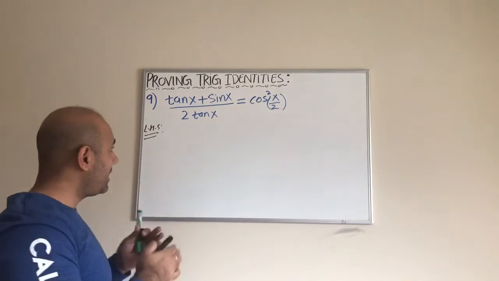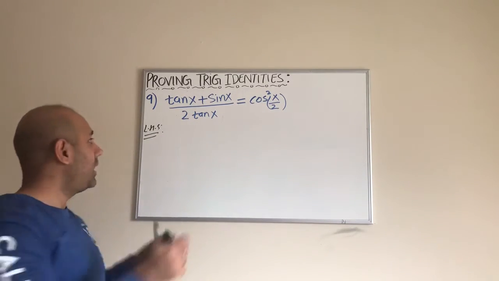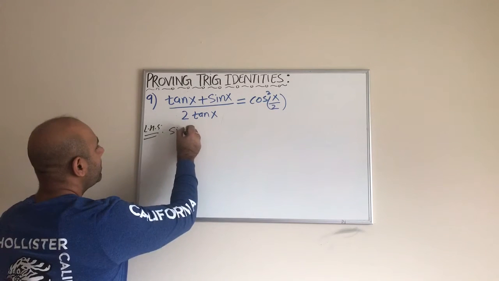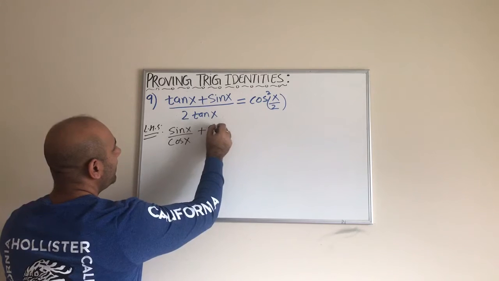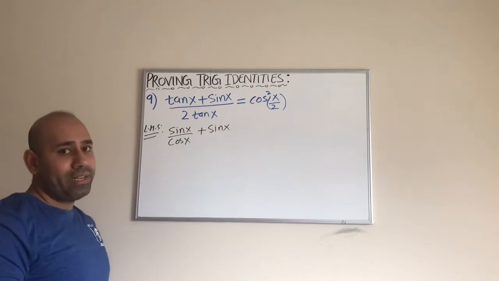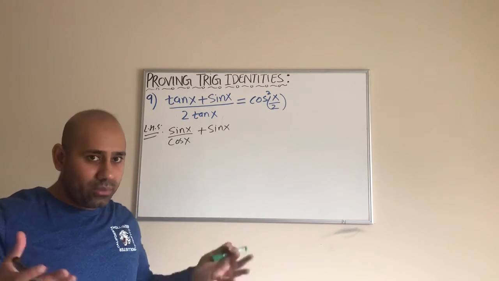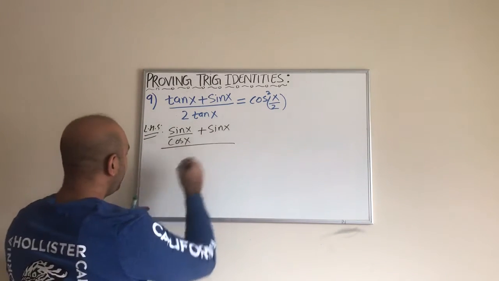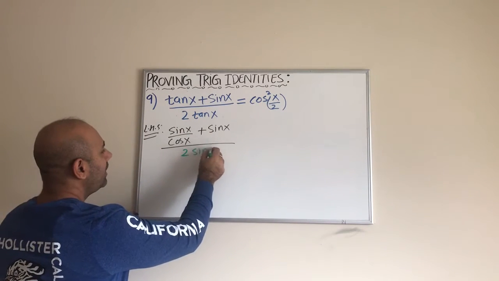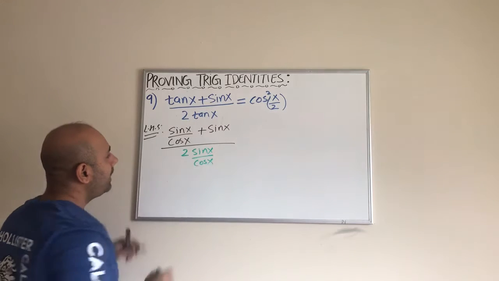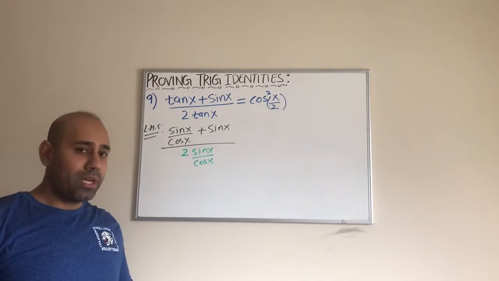But as a starting step, guys, we still have to write tangent as the ratio of sine over cosine. So this is sine x over cosine x, and then I'm not going to do anything with that sine x. We don't have any identity or simplification for sine x, so we have to leave it like that. And this whole thing has to be divided by 2 tan x. Again, the same thing, 2 sine x over cosine x. We just use the basic trig identity for tangent, which is the ratio of sine over cosine.